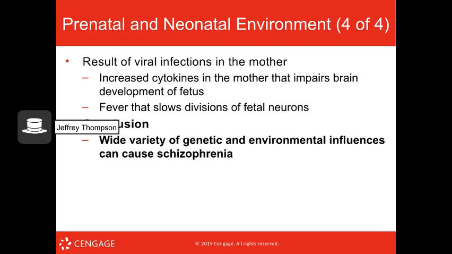So if the mother is dealing with a viral infection, then more cytokines are going to be released in the body. These are signaling to the immune system to act, which could negatively affect the brain development of the fetus. Also, if the mother has a fever, then that's going to slow the divisions of fetal neurons, right? This is a very important stage of development, and development is happening rapidly to get to the point where the child is ready to be popped out into the beautiful world that's full of optimism and joy. And anything that's slowing that down is going to cause problems.